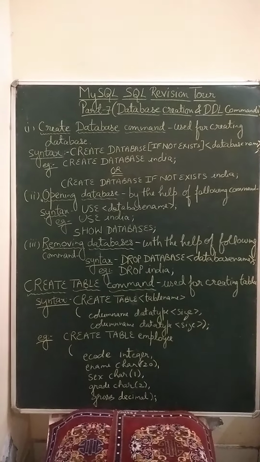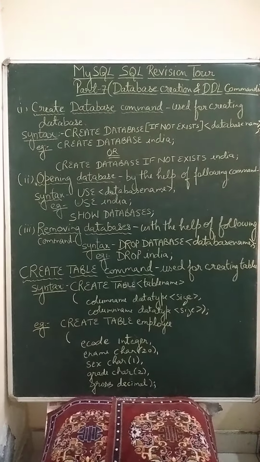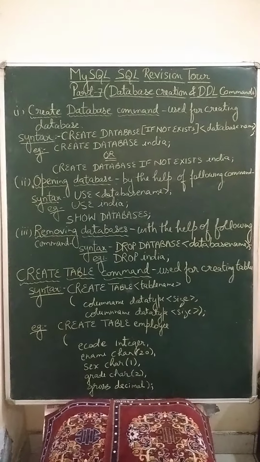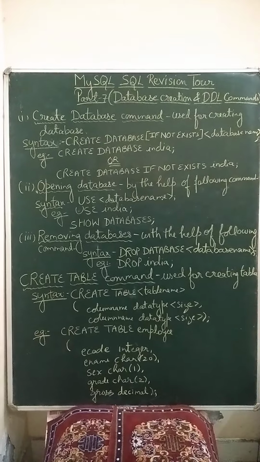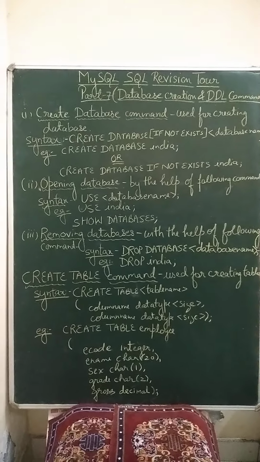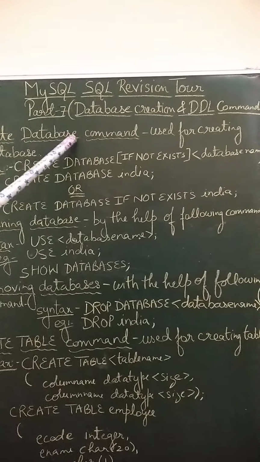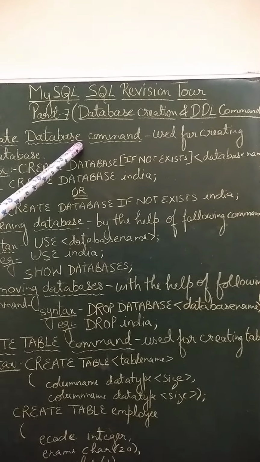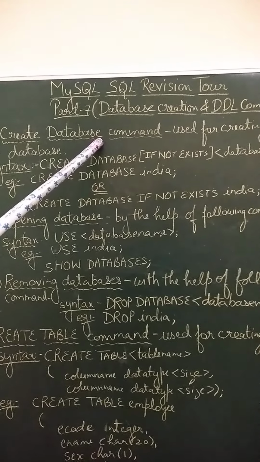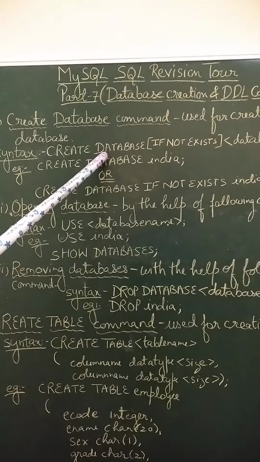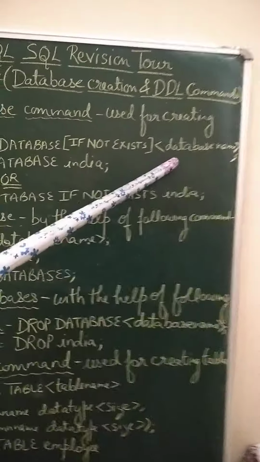The first step in setting up a MySQL database is to create the actual database object, which serves as a container for the tables in that database. For this, we make use of the create database command. This command is used for creating and defining a database. The syntax for this command is create database if not exists followed by the database name.